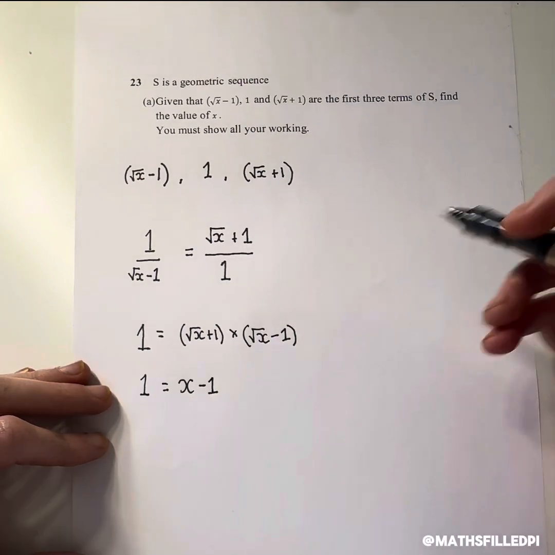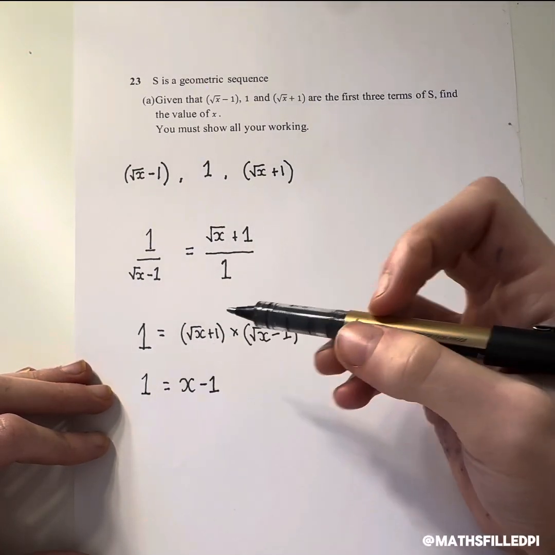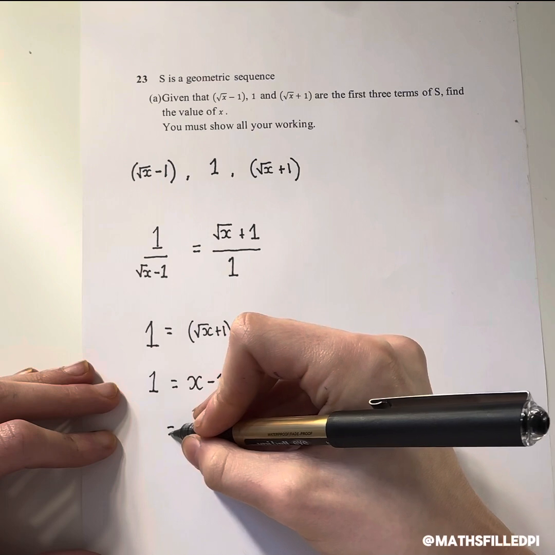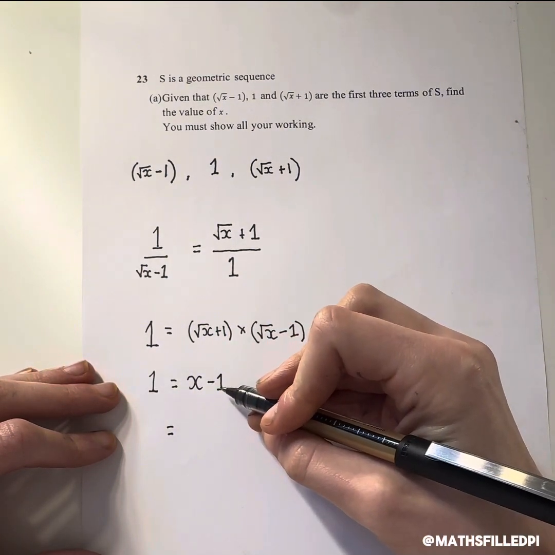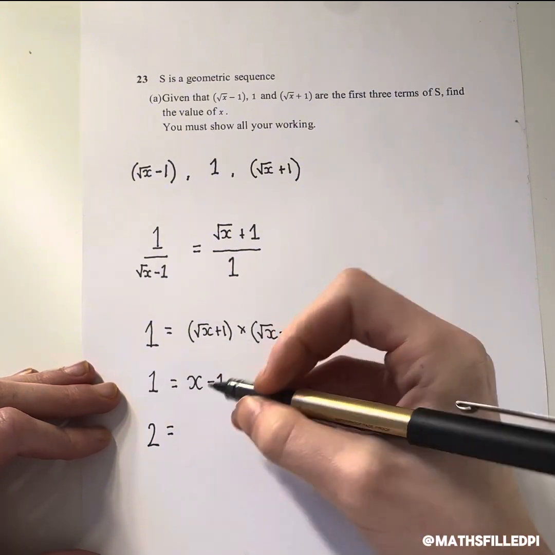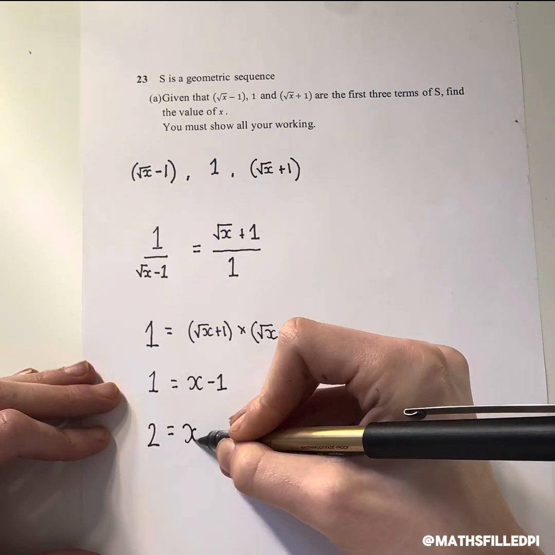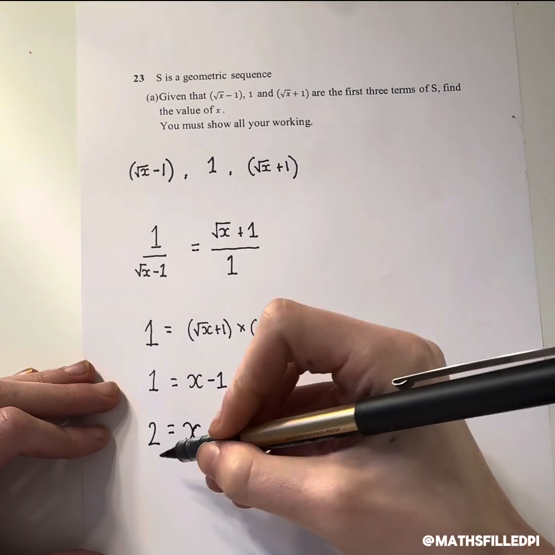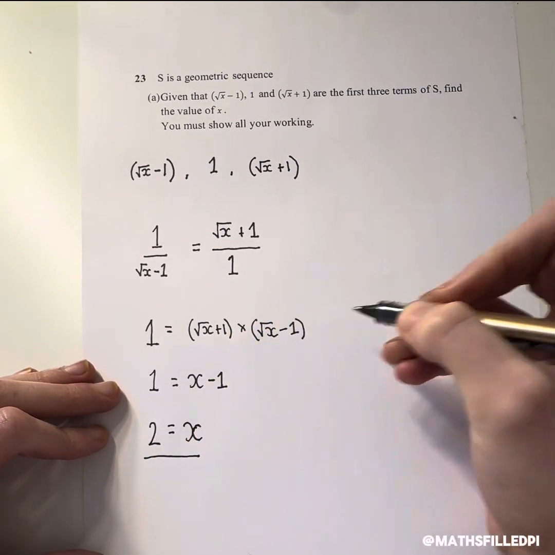Now the last step is to get x by itself. So we're going to add 1 on each side to get rid of this, which gives us 2, because we've added 1, and x. And that is our answer. X equals 2.